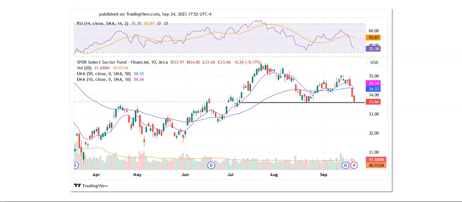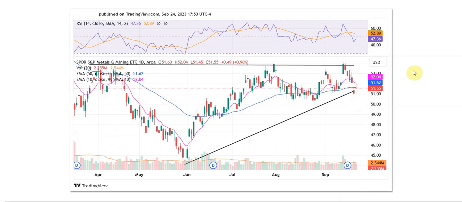Okay, and that is the financials. Very important sector, if you will. Next, metals and mining, XME.